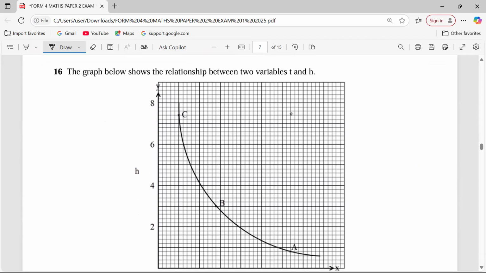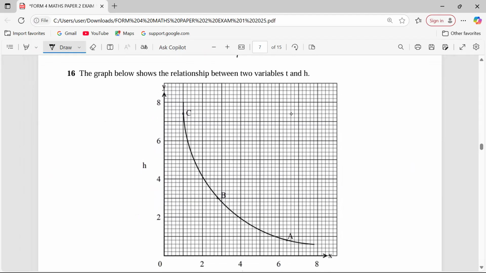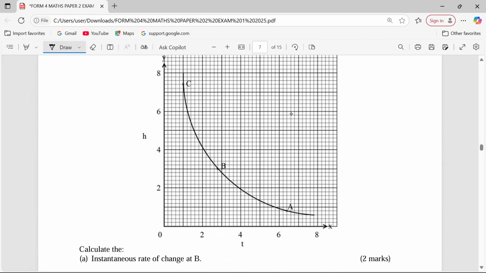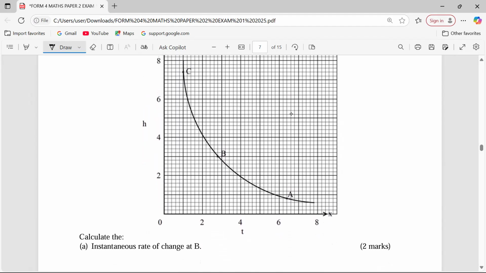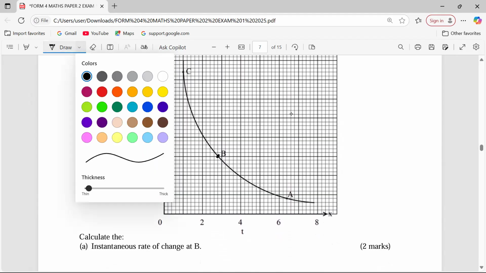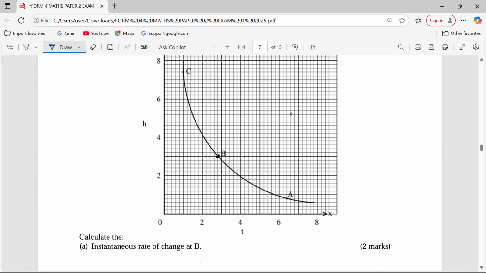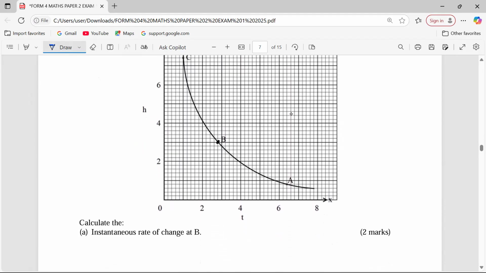Number 16, which is our last question in section 1. The graph below shows the relationship between two variables, t and h. So we have the graph already drawn, t and h. Calculate the instantaneous rate of change at B. So at point B, hope we can see point B. Instantaneous change means obtaining the gradient at that particular point, and it is the gradient of the tangent. So we draw a tangent through B, so that along that tangent, we can find the gradient.